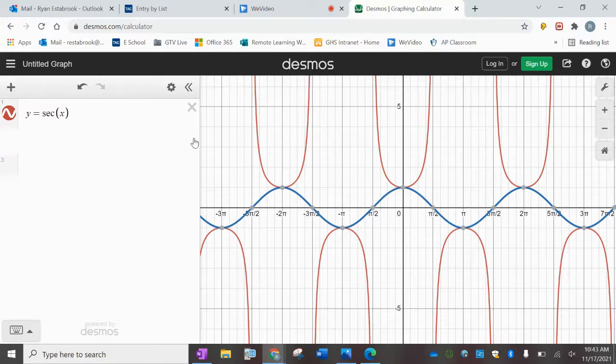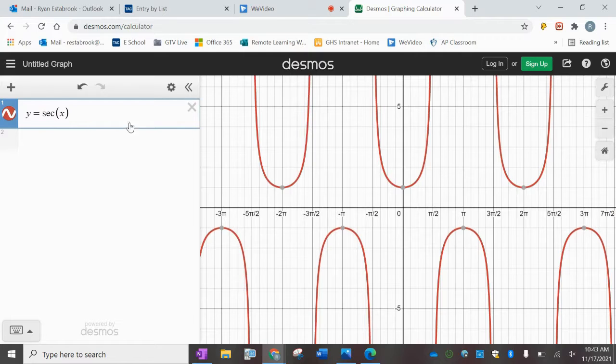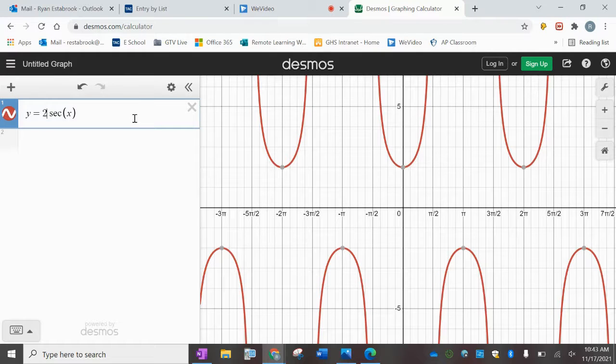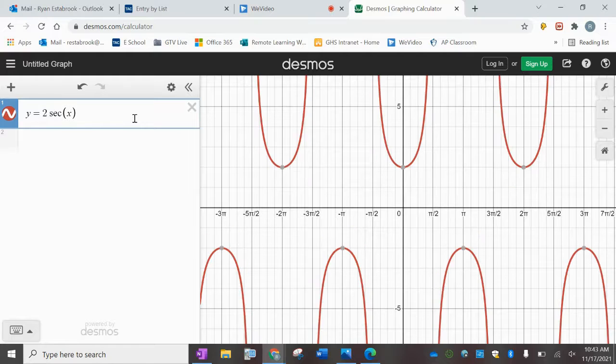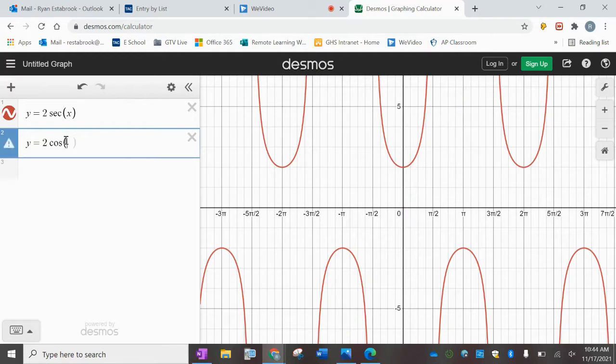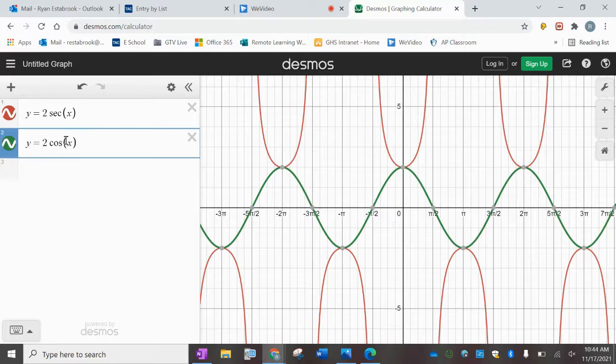Let me X out of this second one, and we're going to alter the first one. Instead of y equals secant of x, we're going to put y equals 2 secant of x. So plug it in there. Did you notice what happened? It's not in there, and now it is. If I go back down here, I'll go back to cosine. So y equals 2 cosine of x, and they have that same relationship again.